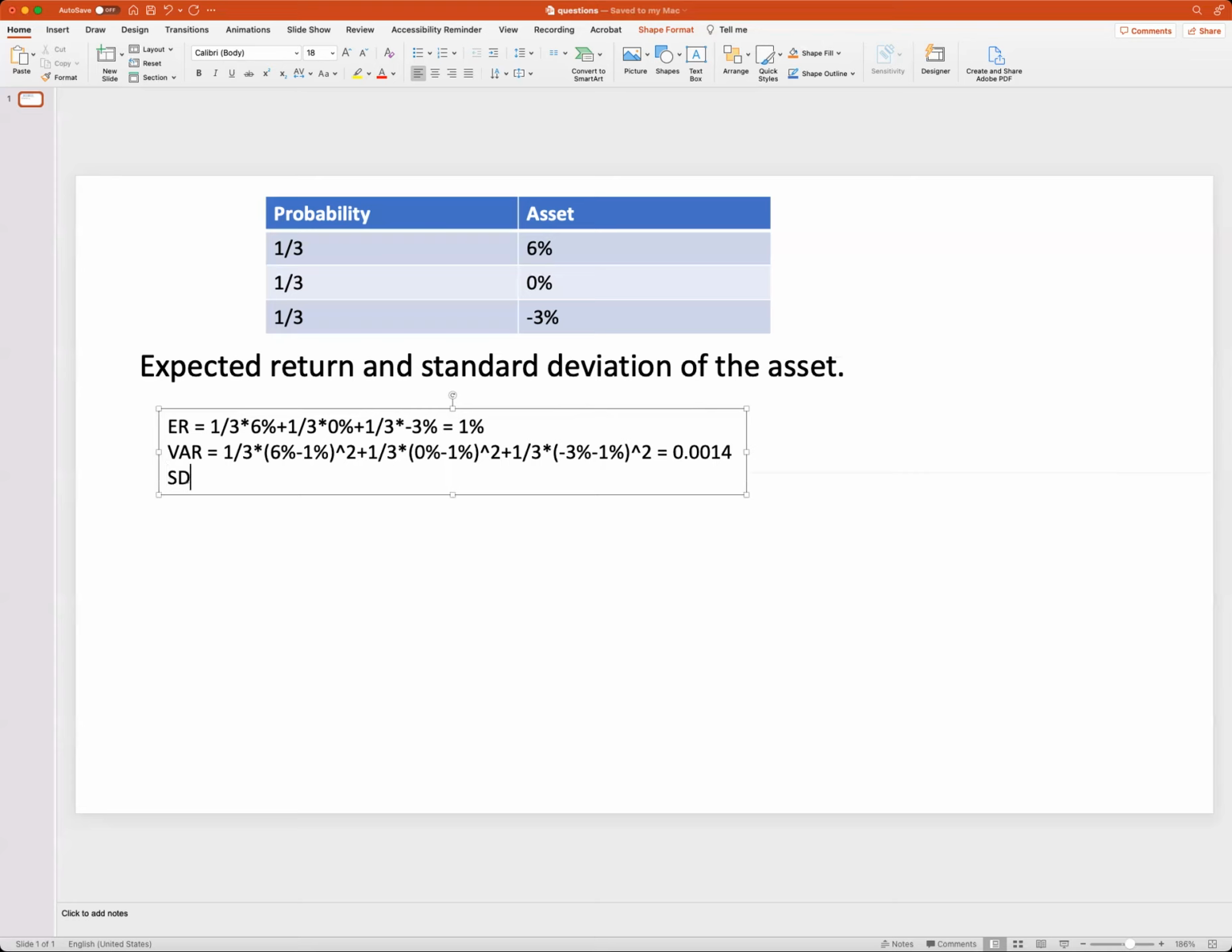Finally, to calculate the standard deviation, you need to take the square root of the variance. And that gives you the square root of 0.0014 equals 3.7%. So this asset has an expected return of 1% and a standard deviation of 3.7%.